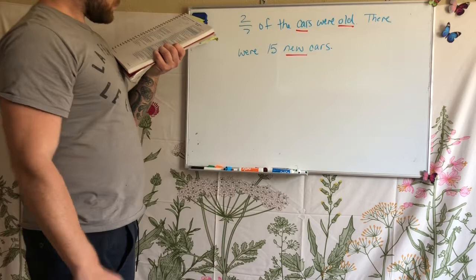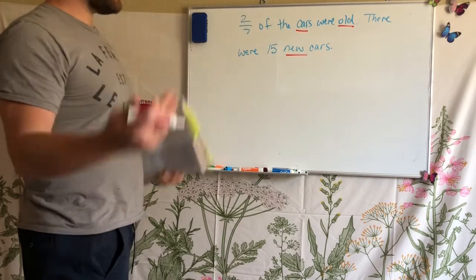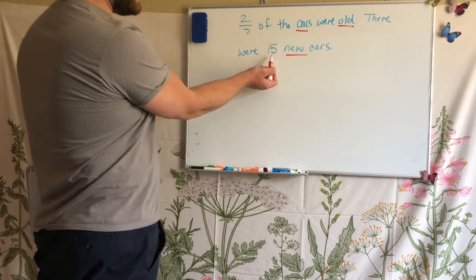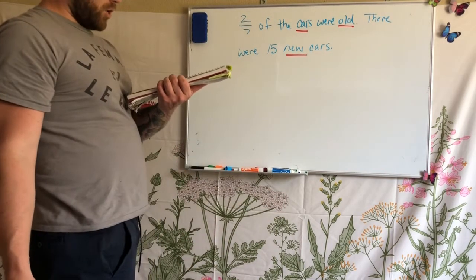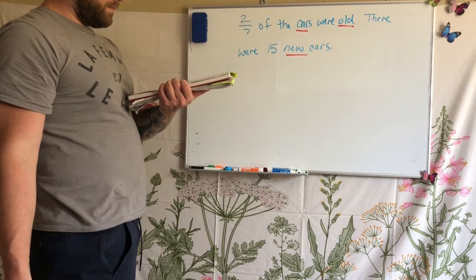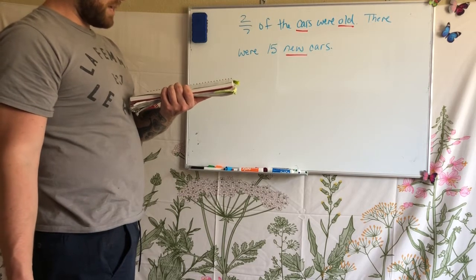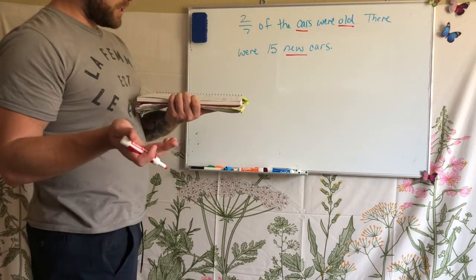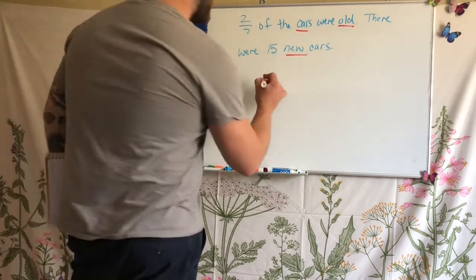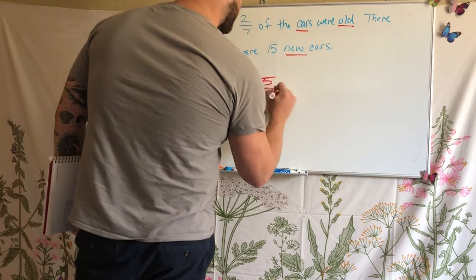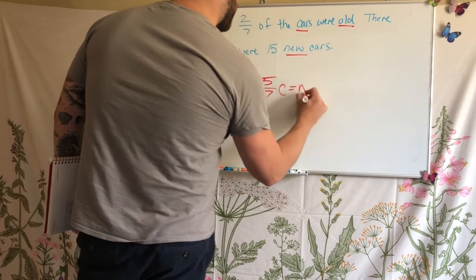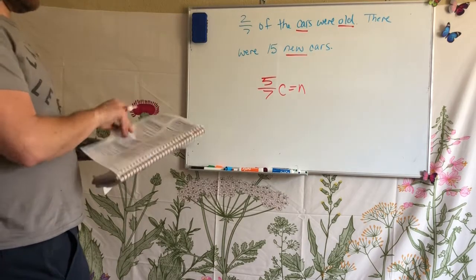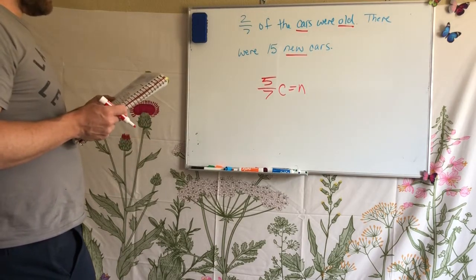So, we write the equation for the name that has a number. Which name has a number? 15. So, pause the video now and write out the equation. What's the letter equation? 5/7 C equals N. 5/7 C equals N. We'll do one more.